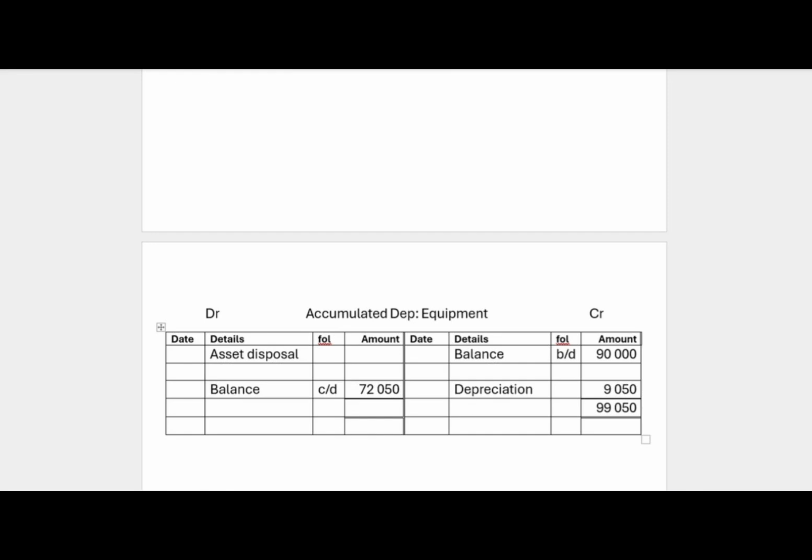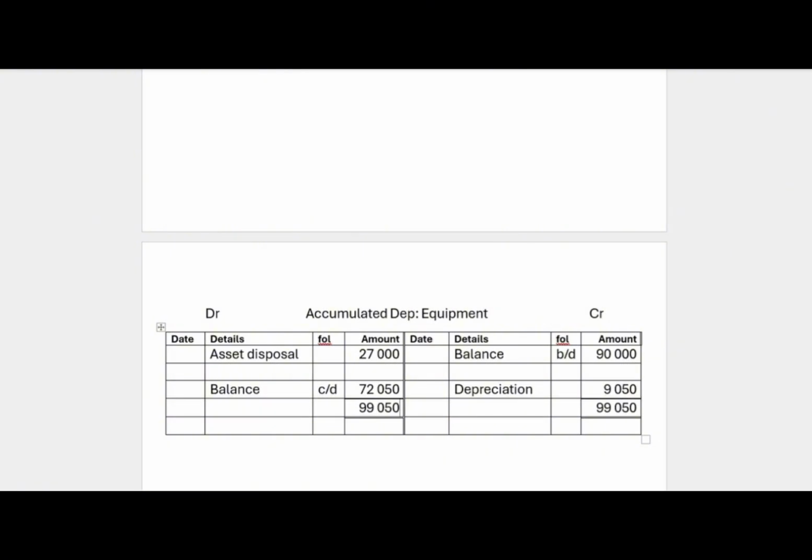How much are you getting? 99,050 minus 72,050. I'm getting an amount of 27,000. It's our accumulated depreciation for asset disposed. 27,000. All right, and then we close. I can remember there we close with 99,050. So we are done there. Okay.